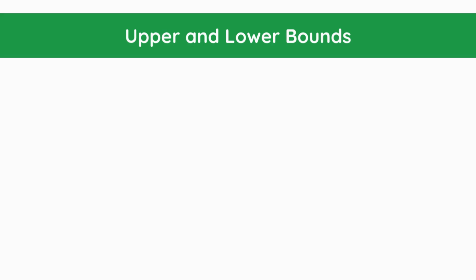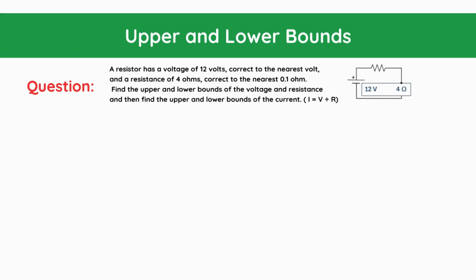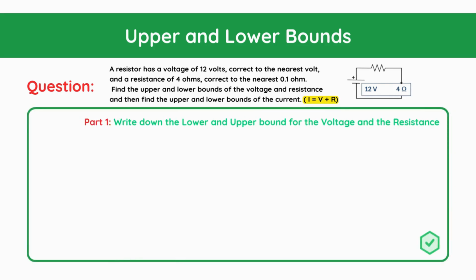Now let's try a question with different operations. In this question, we are given that a resistor has a voltage of 12 volts correct to the nearest volt. The resistance is 4 ohms correct to the nearest 0.1 ohm. The current is calculated using I equals V divided by R. Part 1 is to find the upper and lower bounds of voltage and resistance.